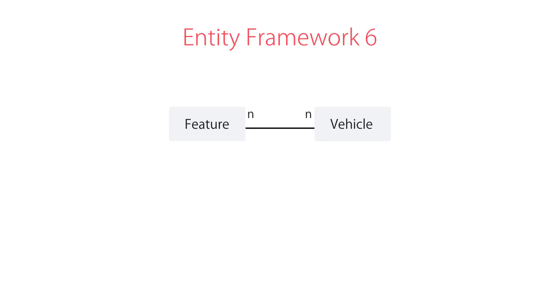All right, many-to-many relationships. In Entity Framework 6, it was perfectly valid to have a many-to-many relationship between two different classes. So if we implemented our domain model like this, then Entity Framework would create a mapping table between the features and the vehicles tables.